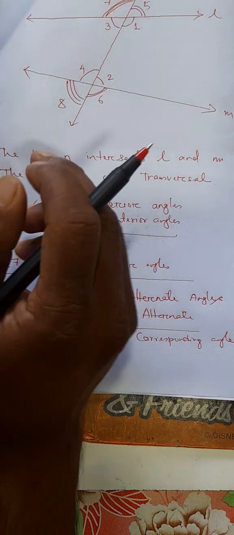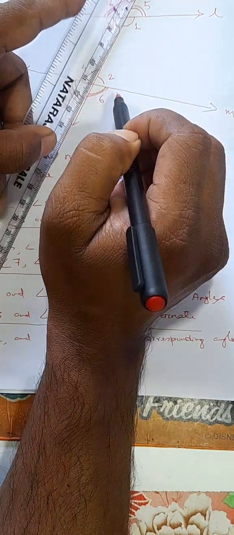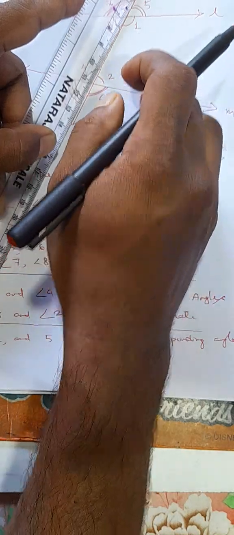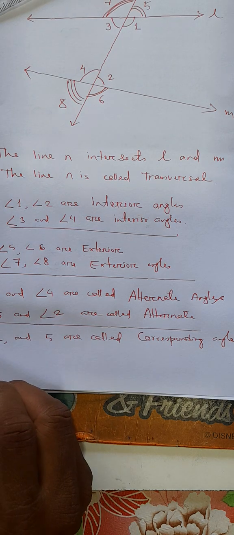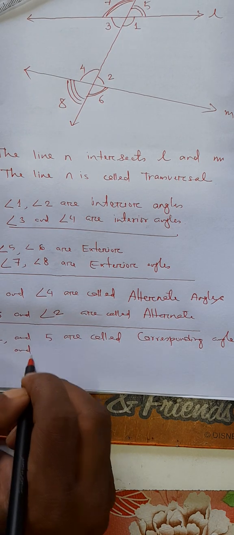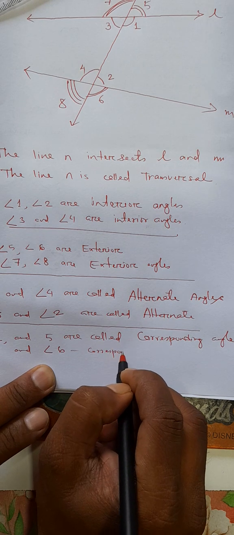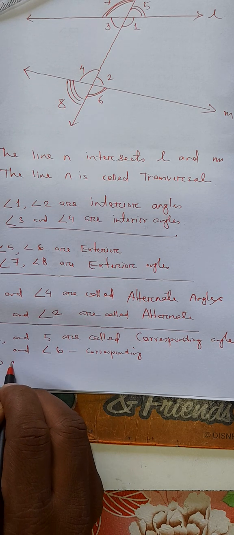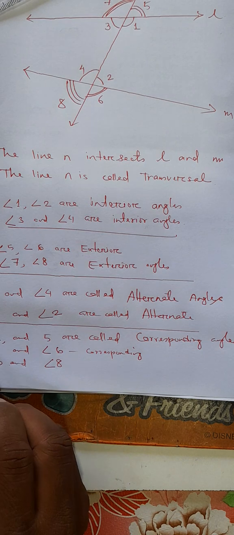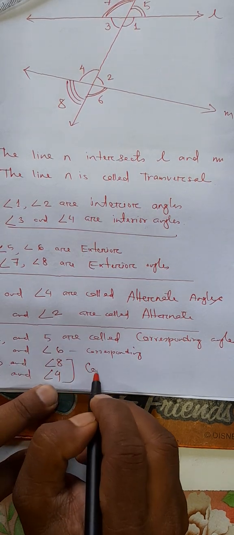Similarly, angle 1 and 6 are on the same side of the transversal, and they are downward. Just like angle 2 and 5 are upward, angle 1 and 6 are downward. We call them corresponding angles. Similarly, angle 3 and 8, and angle 7 and 4, are also corresponding angles.